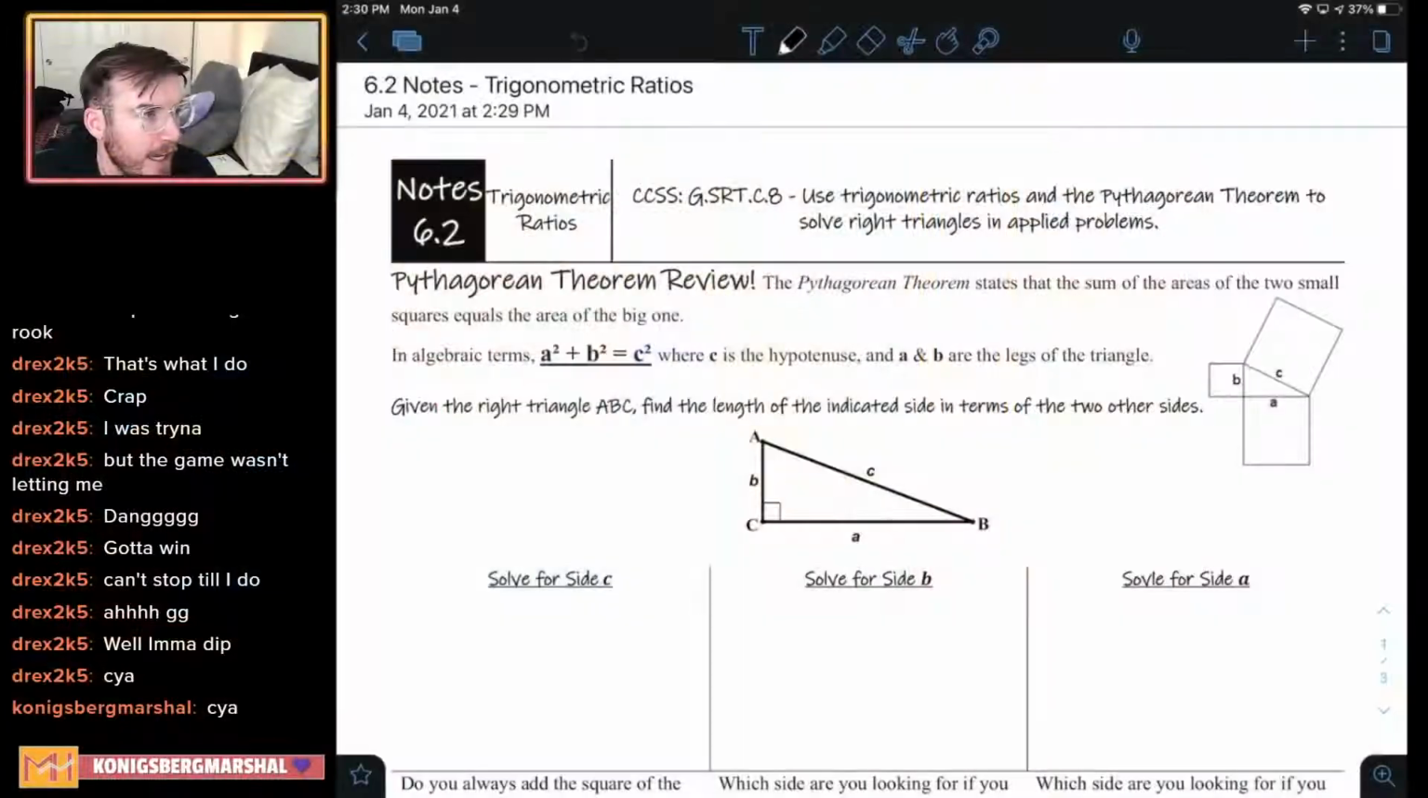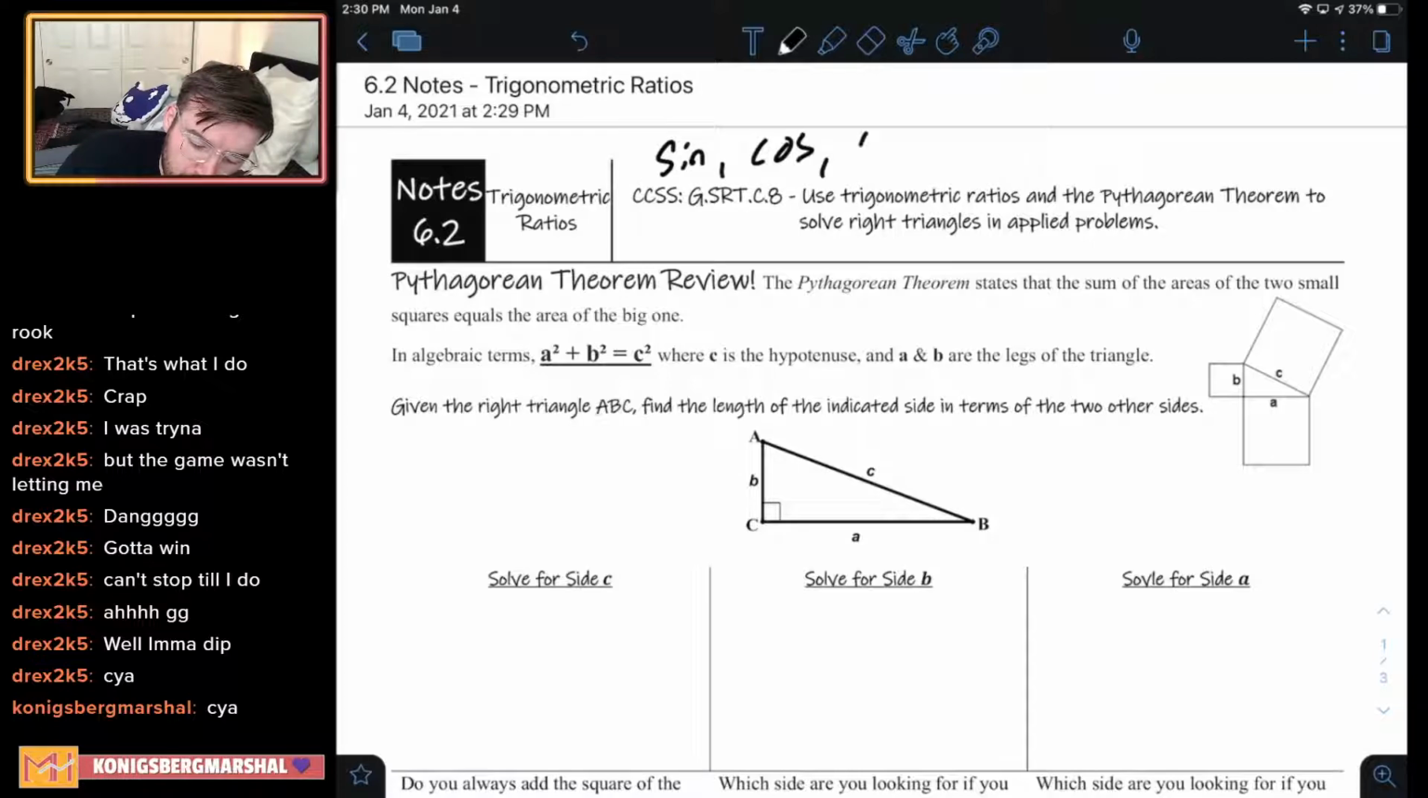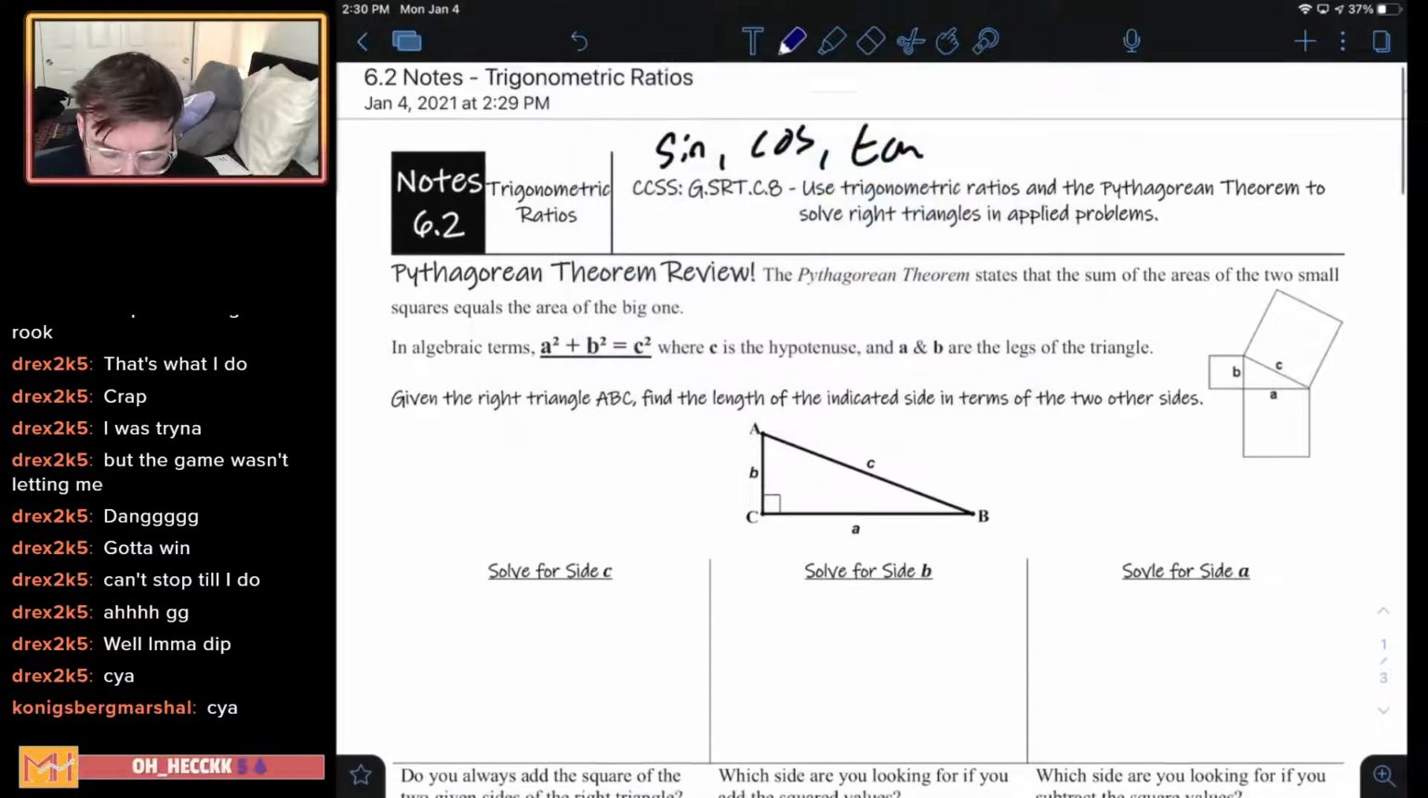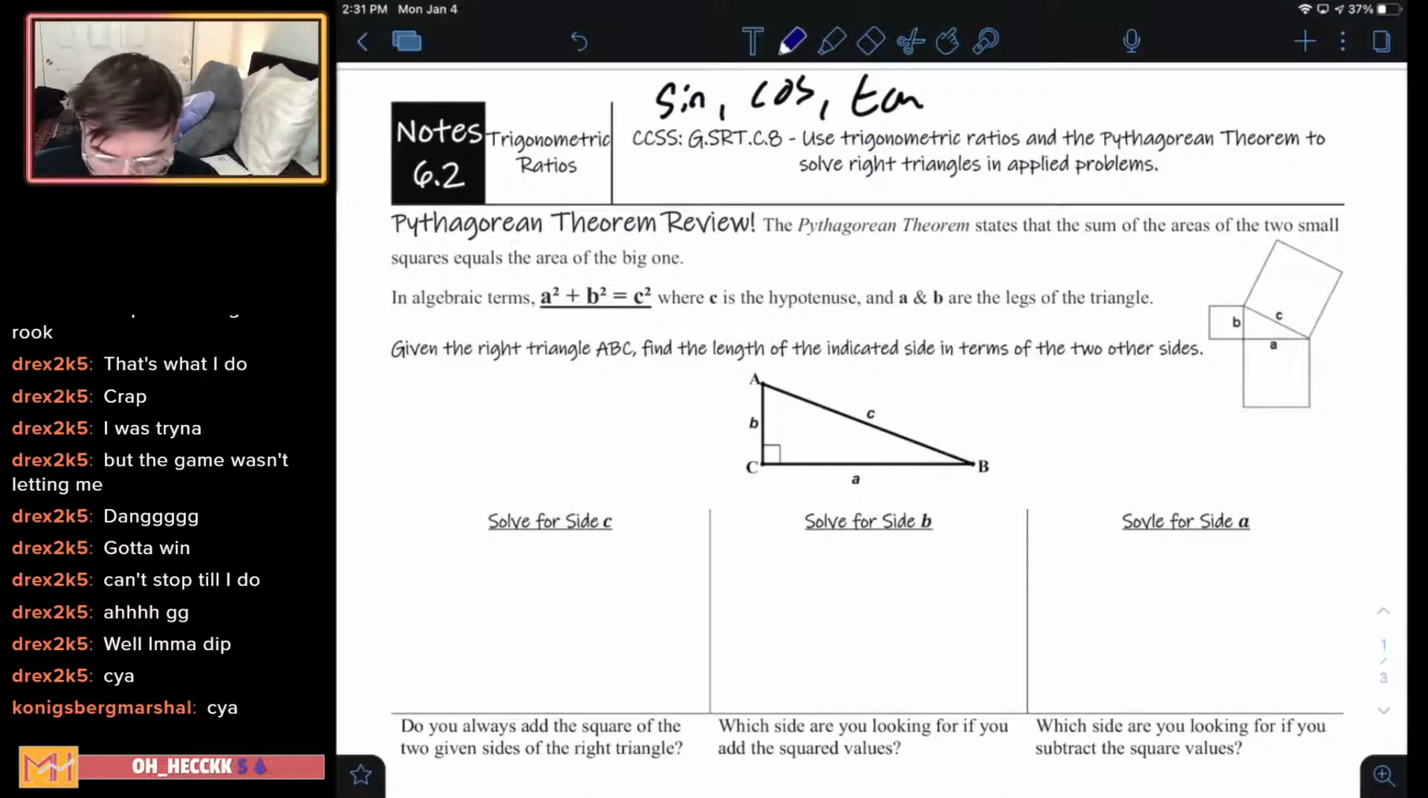Today we're looking at trigonometric ratios. You've probably looked at a calculator, whether your iPhone or a physical calculator, and you've seen those sine, cosine, and tangent. You've seen this sin, cos, and tan. What are those? Well, we're going to take a look at them today. But before we do, we're going to review the Pythagorean theorem real quick.